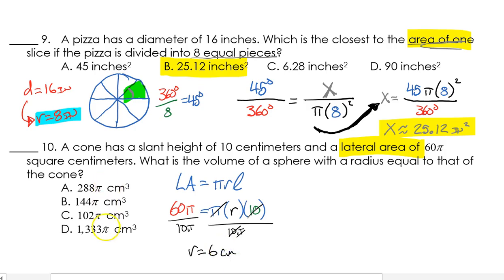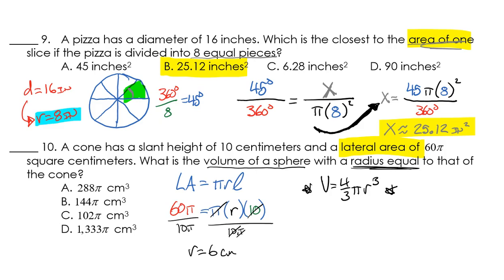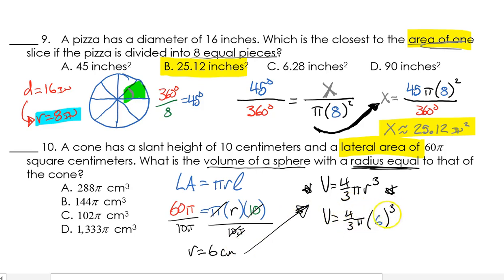Now, we're not trying to solve for the radius here. Notice the second sentence in our problem says, what is the volume of a sphere with a radius equal to that of the cone? So we're trying to find the volume of a sphere. What's the formula for that? We have from our formula sheet, 4/3 pi r cubed. Substituting in the radius that we just found gives us volume equals 4/3 pi times 6 cubed. Looking at our answer choices, we see again they are left in terms of pi. So I'm going to multiply 4/3 times 6 cubed, giving us volume is equal to 288 pi centimeters cubed, or answer choice A.